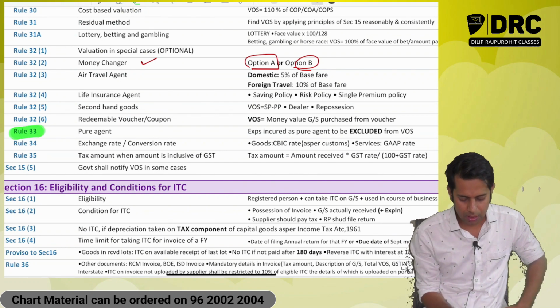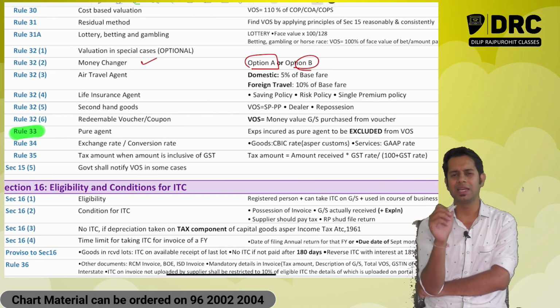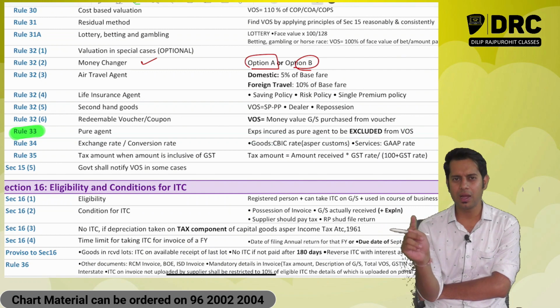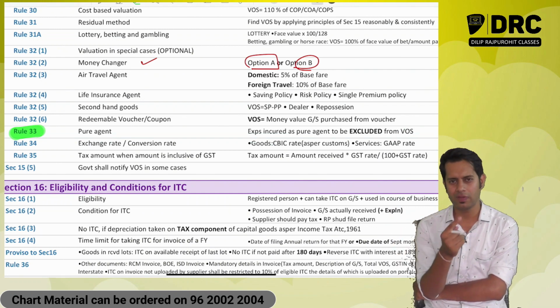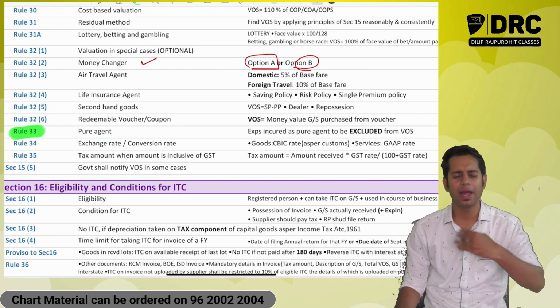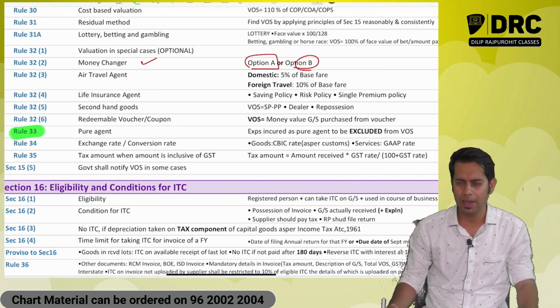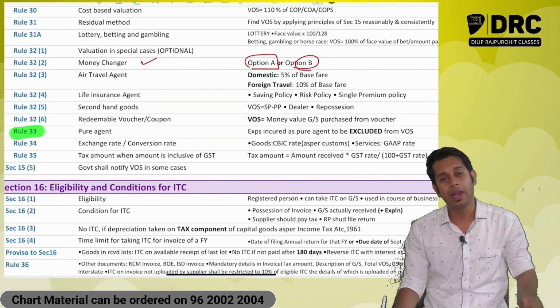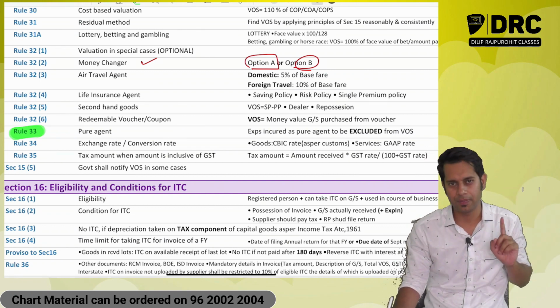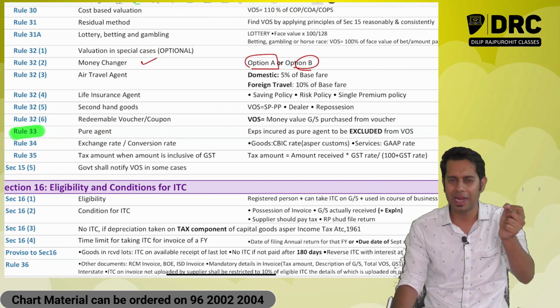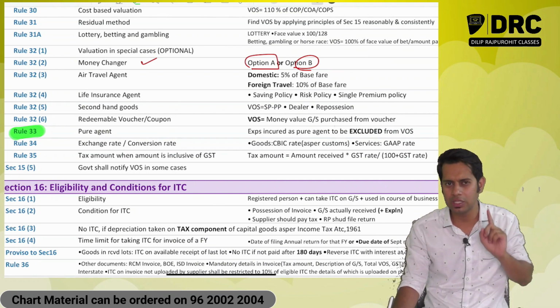Then pure agent. Rule number 33 says, if any expenditure is incurred as a pure agent, then the value of that expenditure shall not be added in value of supply. Say, for example, I am providing services to one of my clients, I am filing his income tax return. Now I purchase a digital signature on my client's behalf.